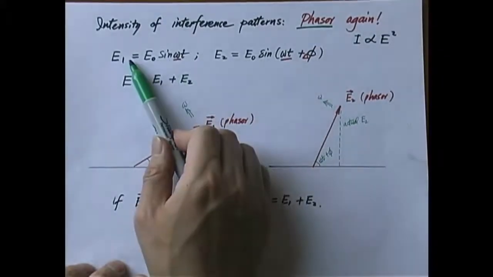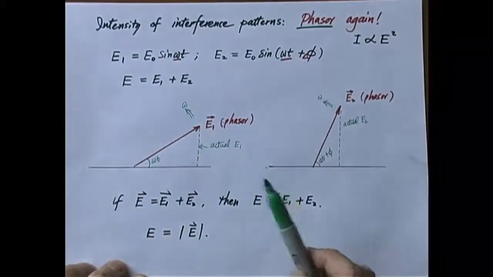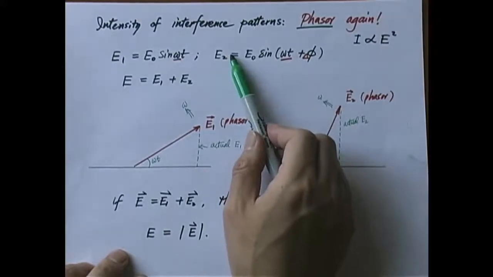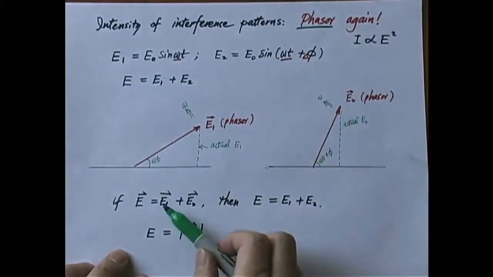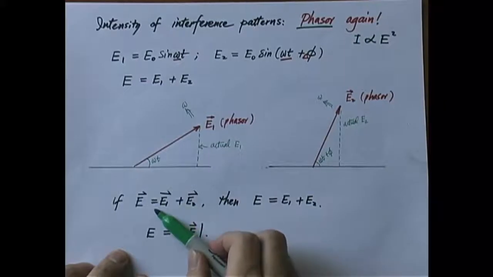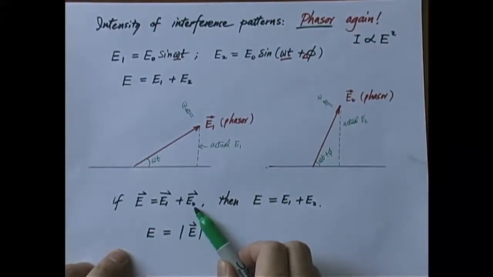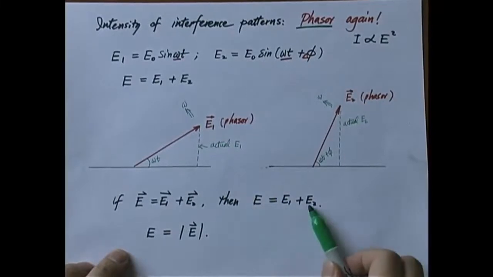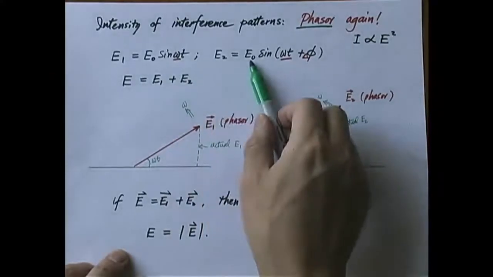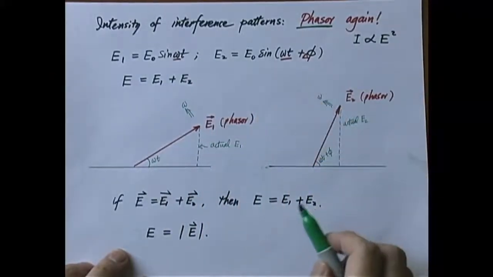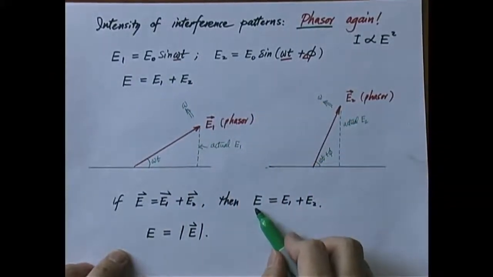If I think of E1 as the y component of a phasor and E2 as the y component of another phasor, so we have phasor E1 and phasor E2, and I add them together to get E, then isn't it true that the y component of the resultant phasor is equal to this y component plus that y component? In other words, E equals E1 plus E2. So what really is the summation of these two electric fields? It in fact is the y component of the resultant phasor.